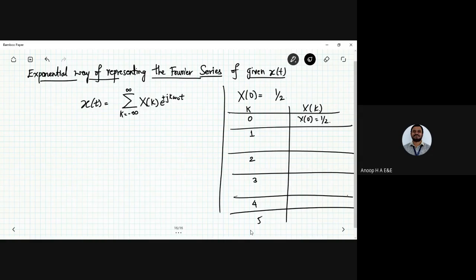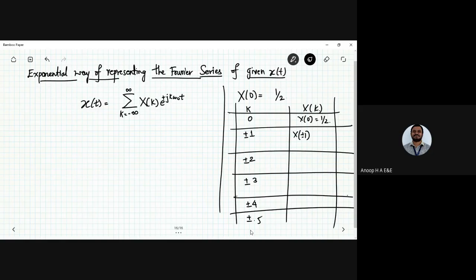So this is 1. If I give 1, I'll have 2 such values, that is positive and negative values. So plus or minus 1, plus or minus 2, plus or minus 3, plus or minus 4, plus or minus 5. What you are going to do here is find out the values of x of k. So x of plus or minus 1, what is the value? You are going to find it for plus 1 as well as minus 1. Check whether both the things are equal.